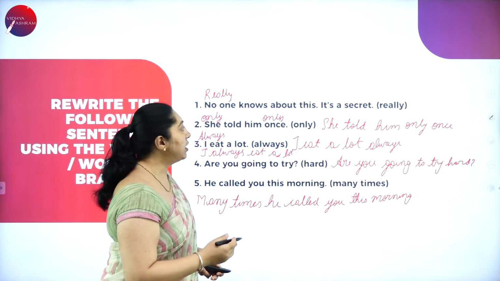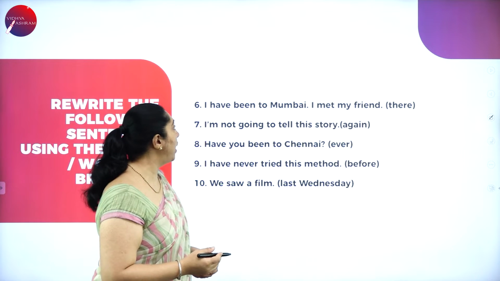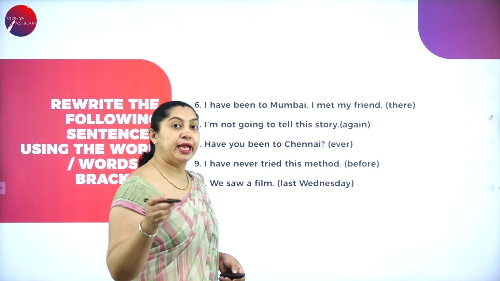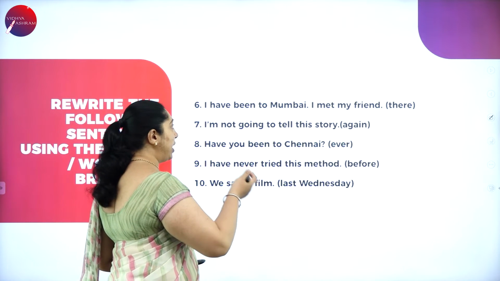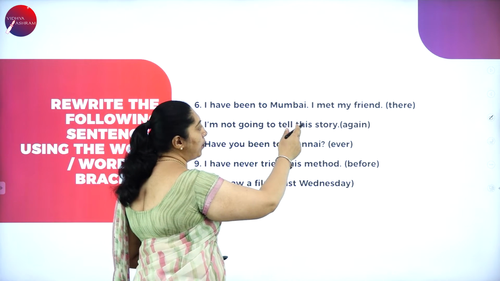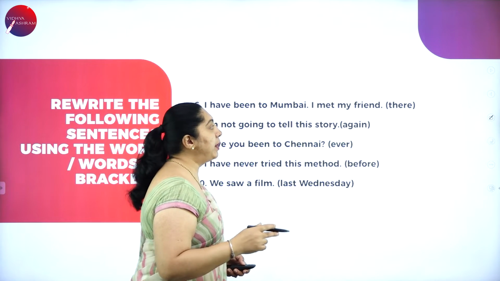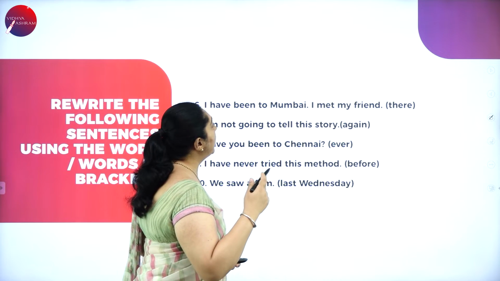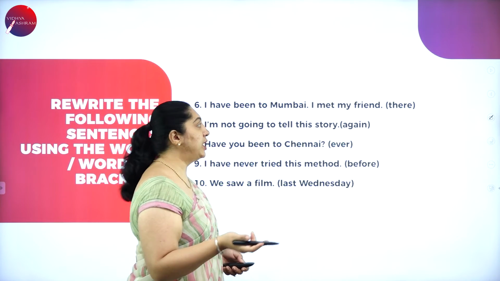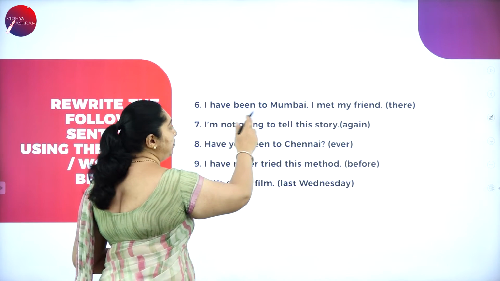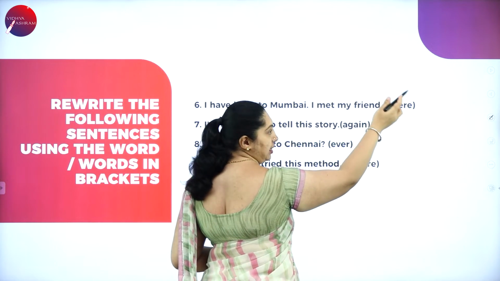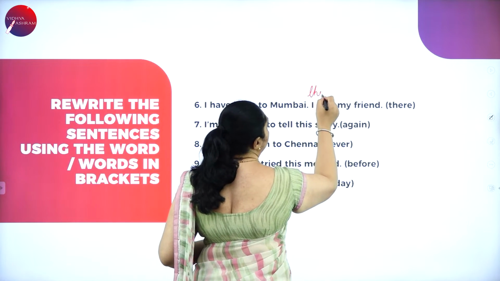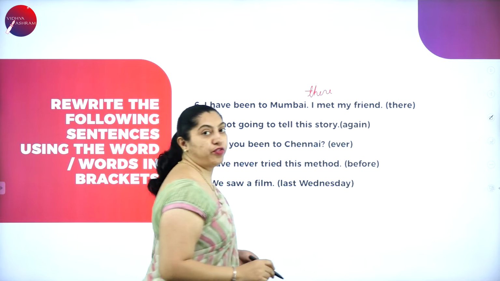And these are the few examples. Moving to the next one. I have been to Mumbai. I met my friend. There is a word in the bracket. So you can write it like this: I have been to Mumbai. I met my friend there. Or else, I have been to Mumbai. There I met my friend. You have 2 ways to write.